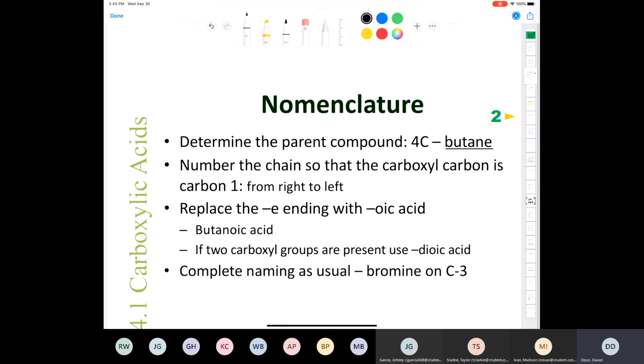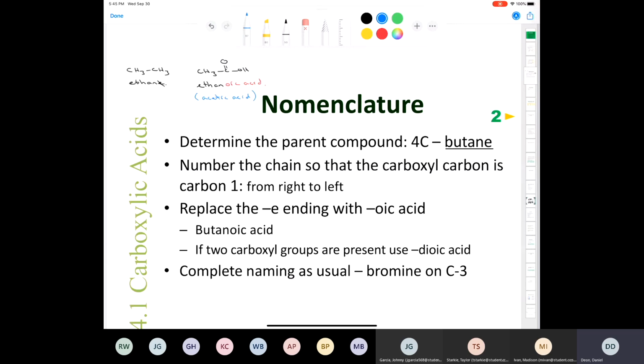Just remember that when you have 2 carbons in a hydrocarbon, this is ethane. And if we have 2 carbons in a carboxylic acid, we drop the E on the end and we replace it with oic acid. So we drop that and it becomes ethanoic acid. Now, ethanoic acid is the IUPAC name. The common name of this compound is acetic acid, and you're going to have that memorized. It's going to come up quite a bit.